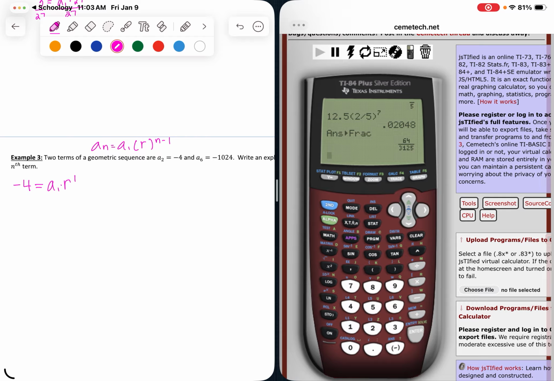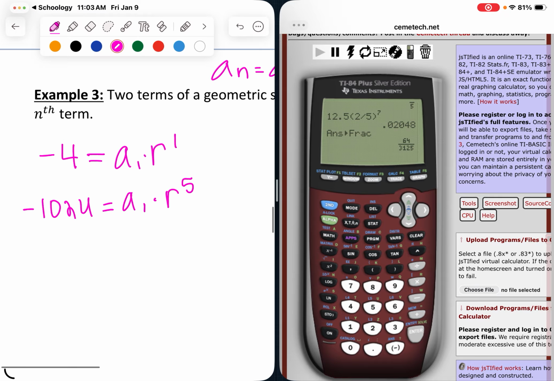Then I'm going to do the same thing for another equation. So I'm going to say when I plug in 6 for n, I get -1024 is equal to a sub 1 times r to the, and I plug in 6, so 6 minus 1 is 5. All right, so here's your system. It's got 2 equations, 2 variables. Your 2 variables are a sub 1 and r. So what you're going to use here, you cannot use elimination, because elimination is when you have two terms separated by addition or subtraction.